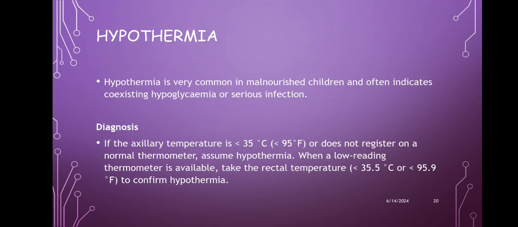Second point to manage is hypothermia. Hypothermia is very common in malnourished children and it often indicates coexisting hypoglycemia or serious infection. If the axillary temperature is less than 35 degrees Celsius or it does not read on a normal thermometer, you need to assume hypothermia.